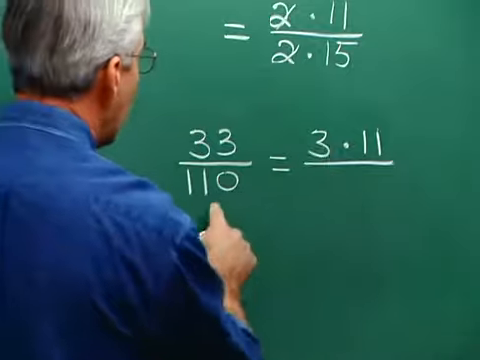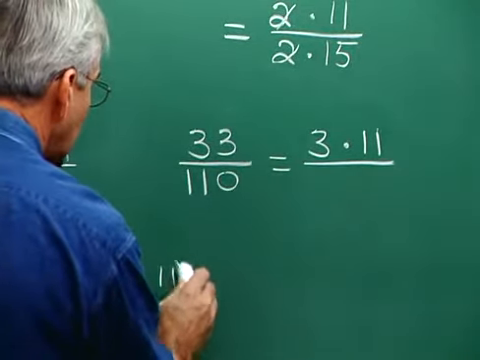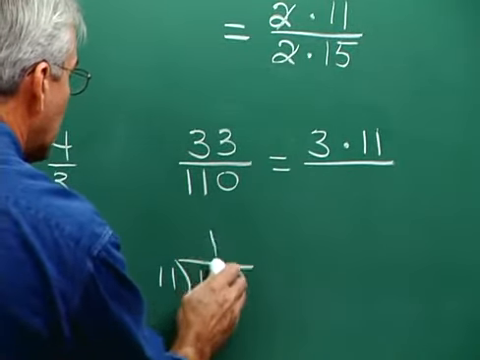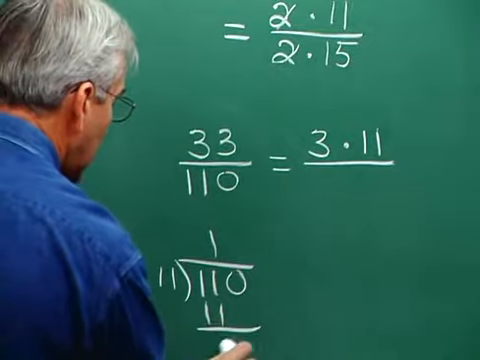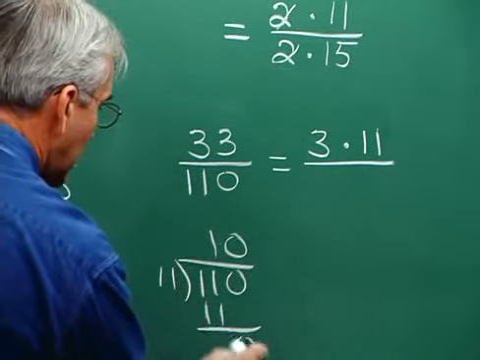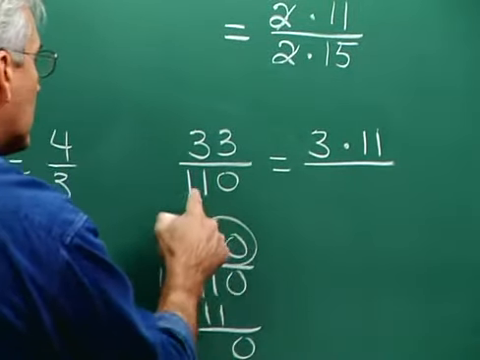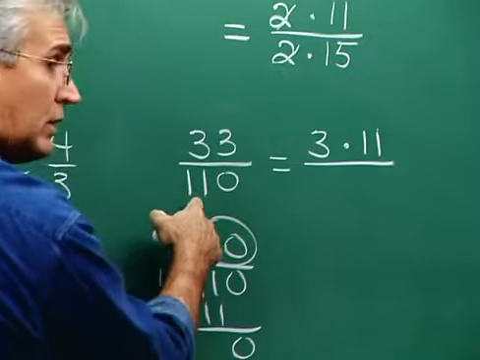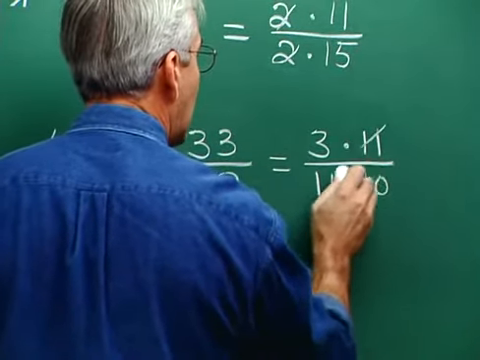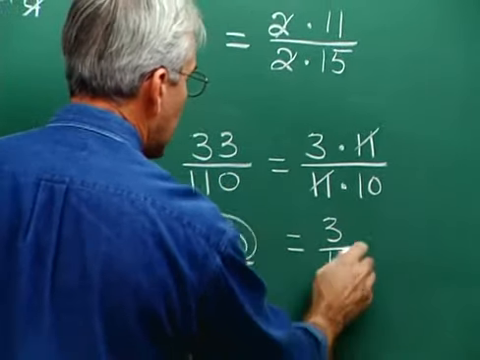What about for 11? Does 11 divide this number? Well, yes, it does. We can see it by long division here if we want to write it all out. 11 goes into the 11 one time. 1 times 11, 11. Bring down the next digit. Oh, we need a placeholder up here. 0 times 11 is 0. So it goes 10 times. So we can write this denominator, 110, as 11 times 10. And now the 11s can cancel, and we find that the fraction reduces to 3/10.